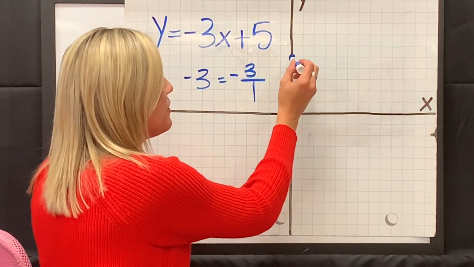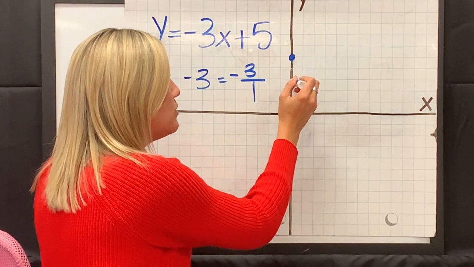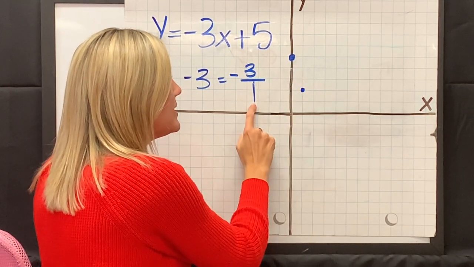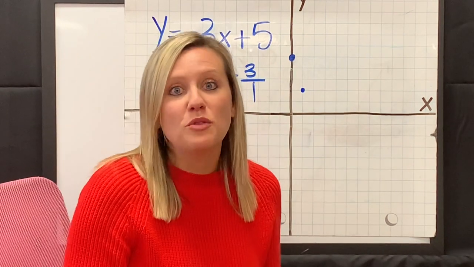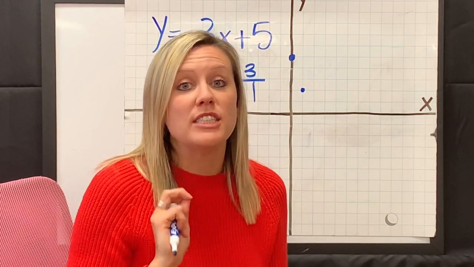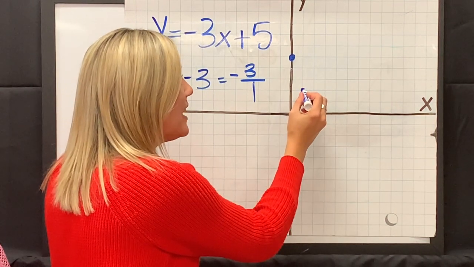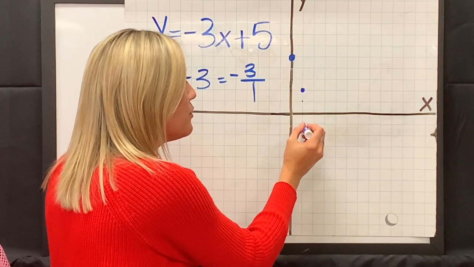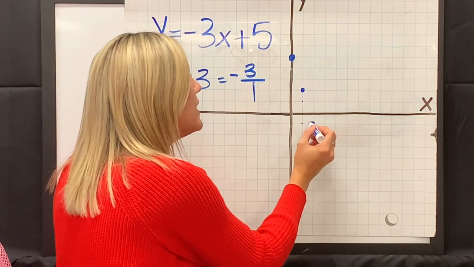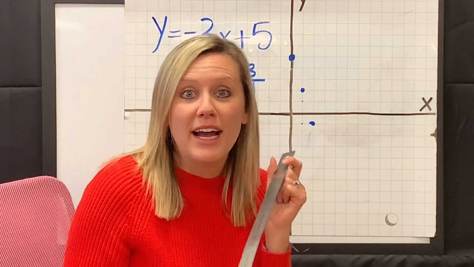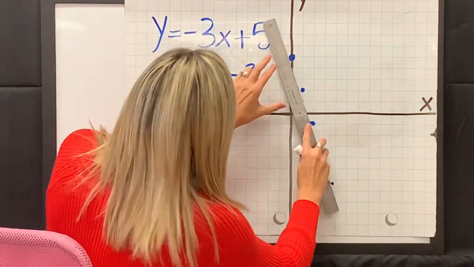Okay, so I'm going to count 3 units. 1, 2, 3, and then I'm going to go over 1. This number down here tells you how many units you're going to go right. I'm going to do that one more time. Down, 1, 2, 3, to the right 1. And now you can see the line starting to form, so I am just going to draw it.